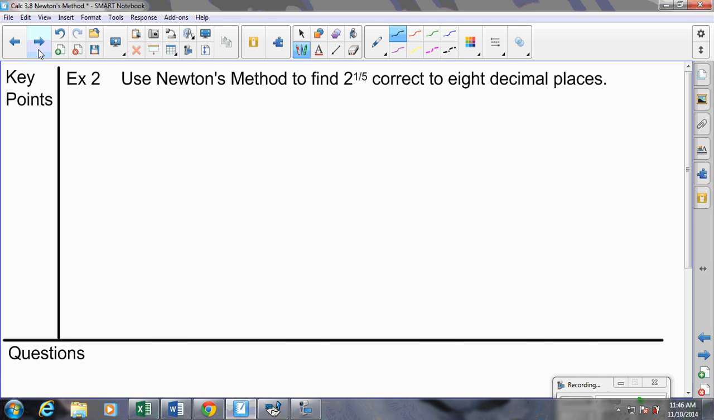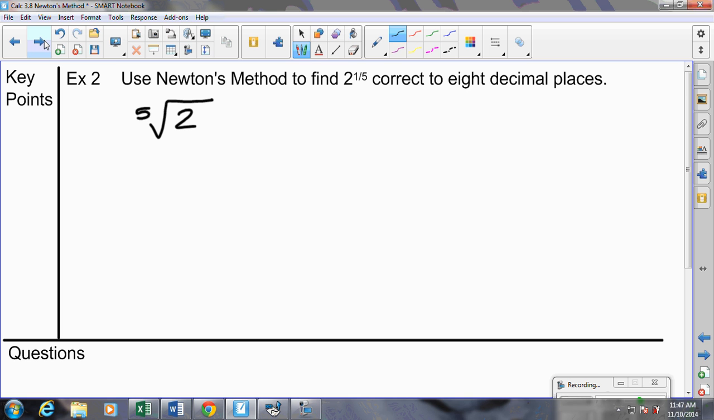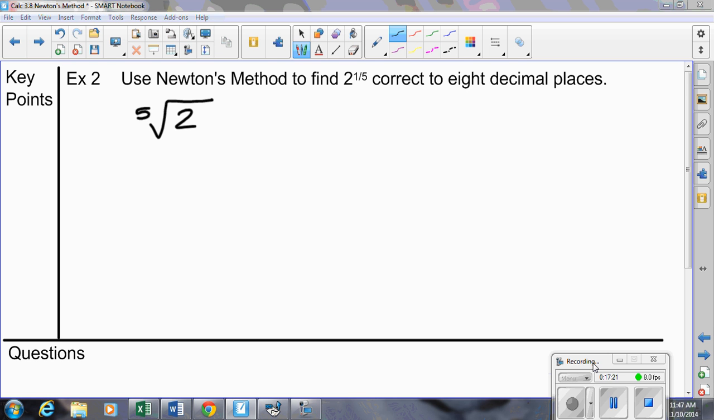Example two, and our last example. Use Newton's method to find 2 to the 1/5. So we want the fifth root of 2, and we want it correct to 8 decimal places. And so first off, we're looking at Newton's method applied to solving when something is equal to 0. That equals 0, so we need to set it up.